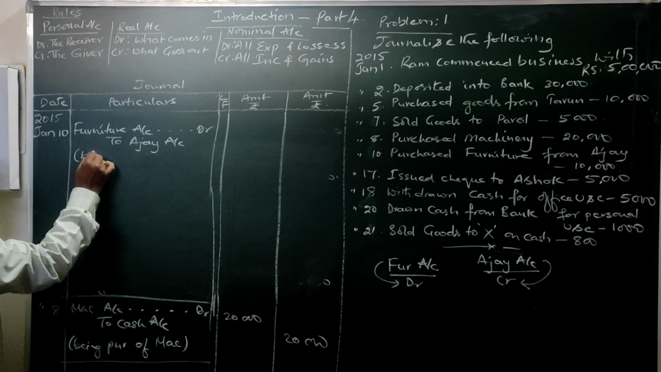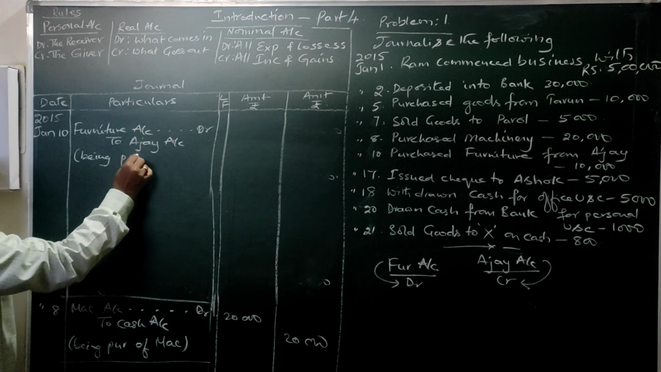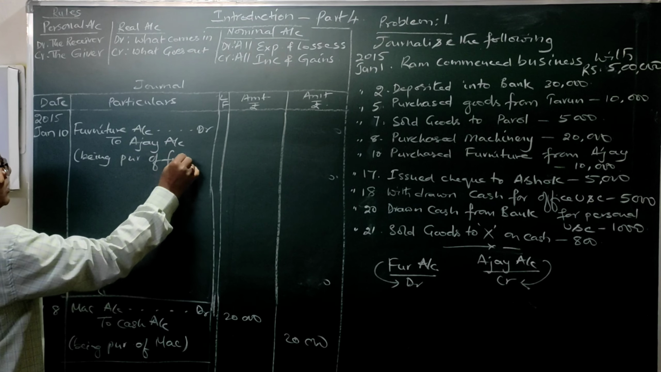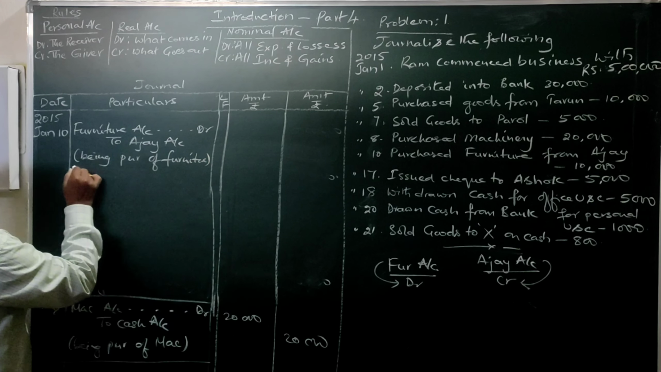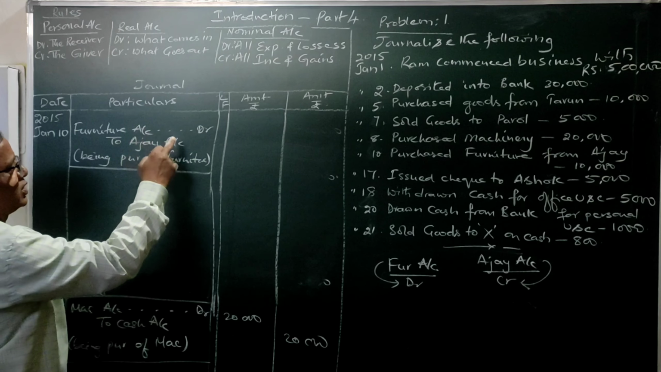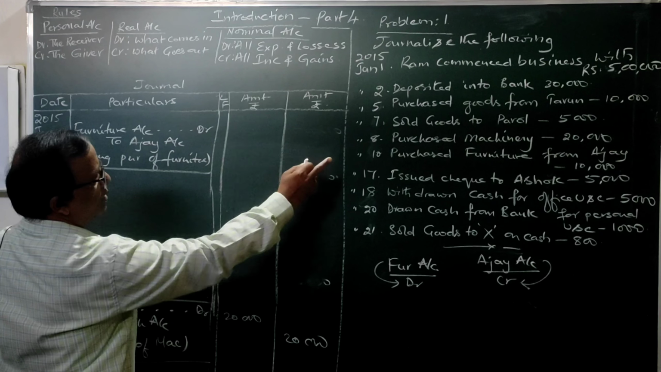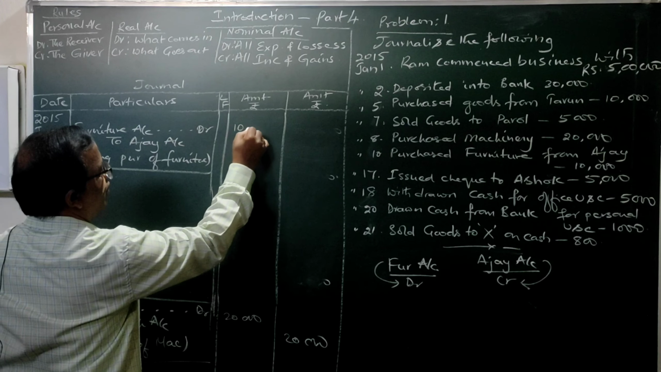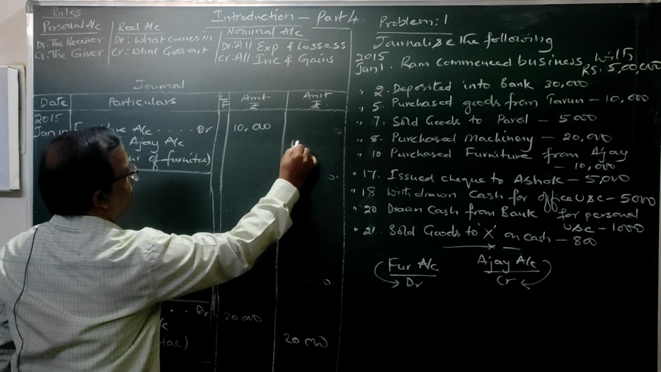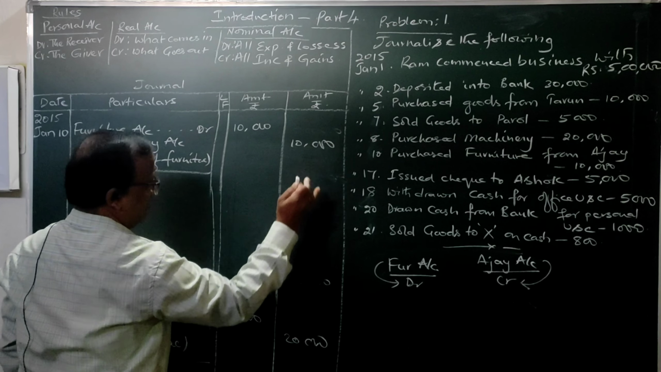Being purchase of furniture. See, it is understood by the transaction that it is a credit purchase there, because the name of the party we have written. So purchase furniture from Ajay for how much? For 10,000. So 10,000 you are going to debit, 10,000 you are going to credit it here.